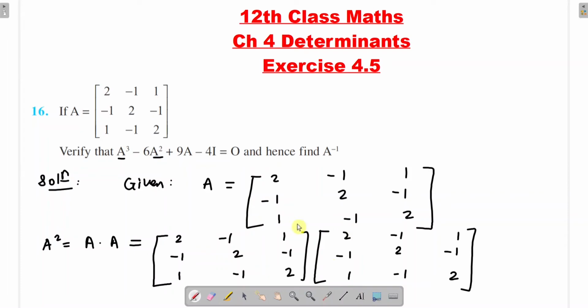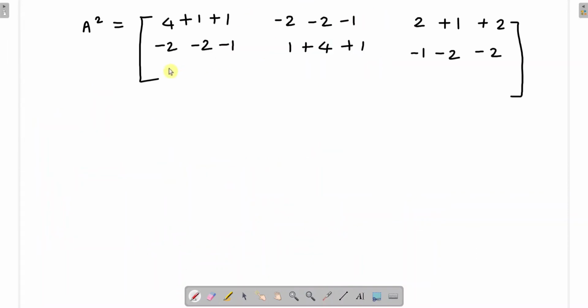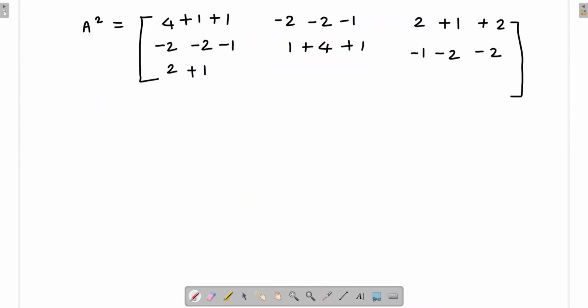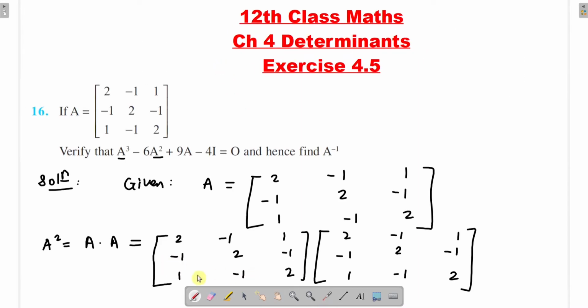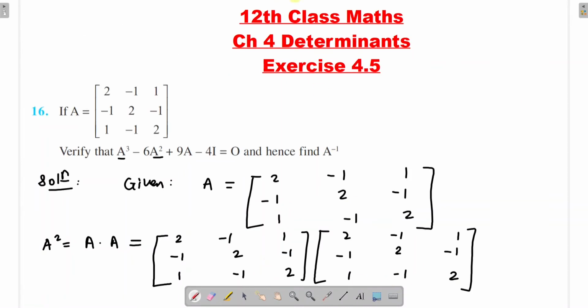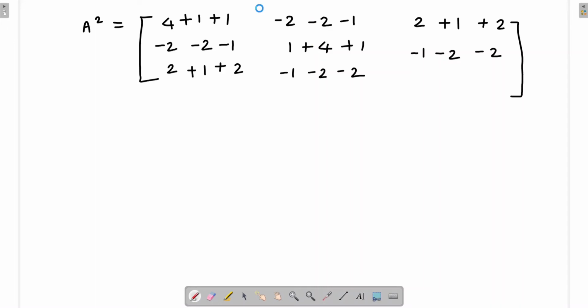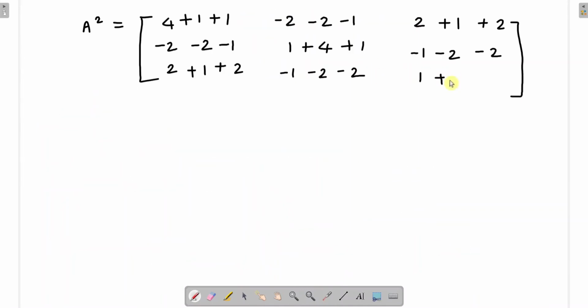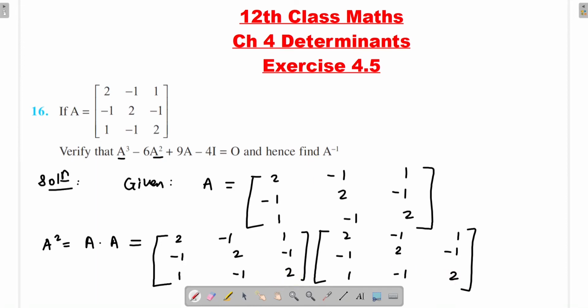Now third row multiplied by the first column, 1 times 2 is 2, minus 1 times minus 1 is plus 1, 2 times 1 is 2. Now third row second column, 1 times minus 1 is minus 1, minus 1 times 2 is minus 2, 2 times minus 1 will be minus 2. Now third row third column, 1 times 1 is 1, minus 1 times minus 1 is plus 1, 2 times 2 is plus 4.